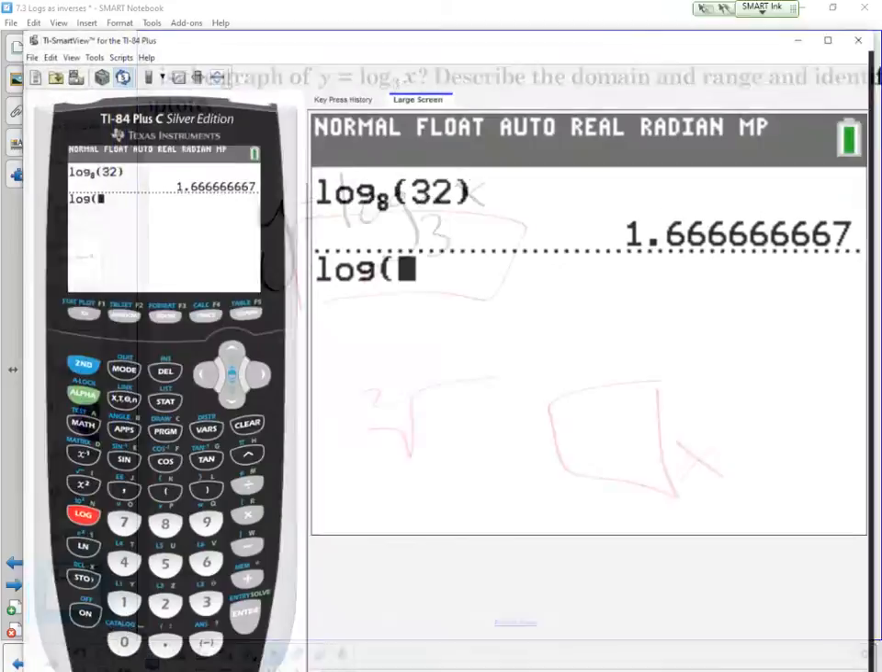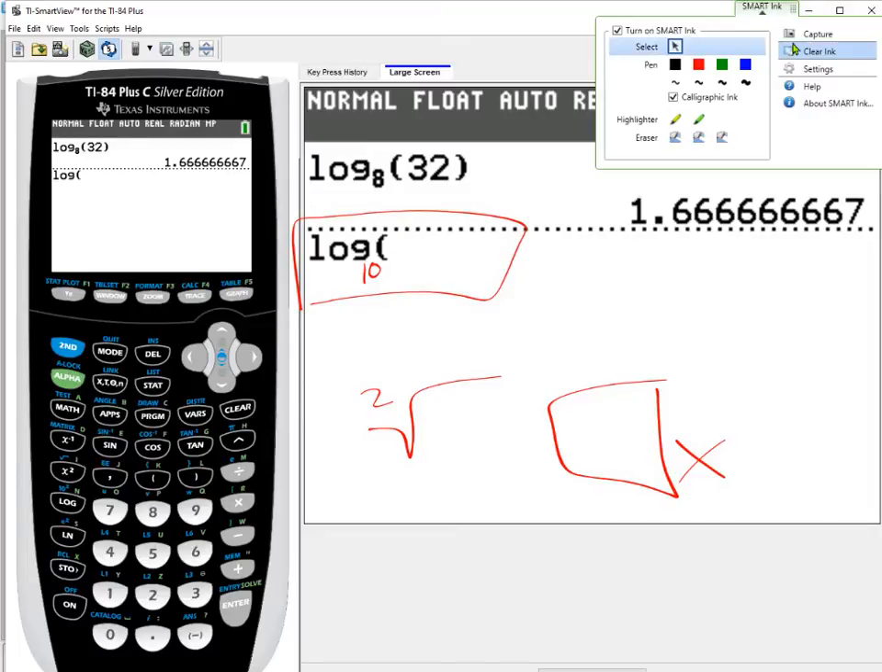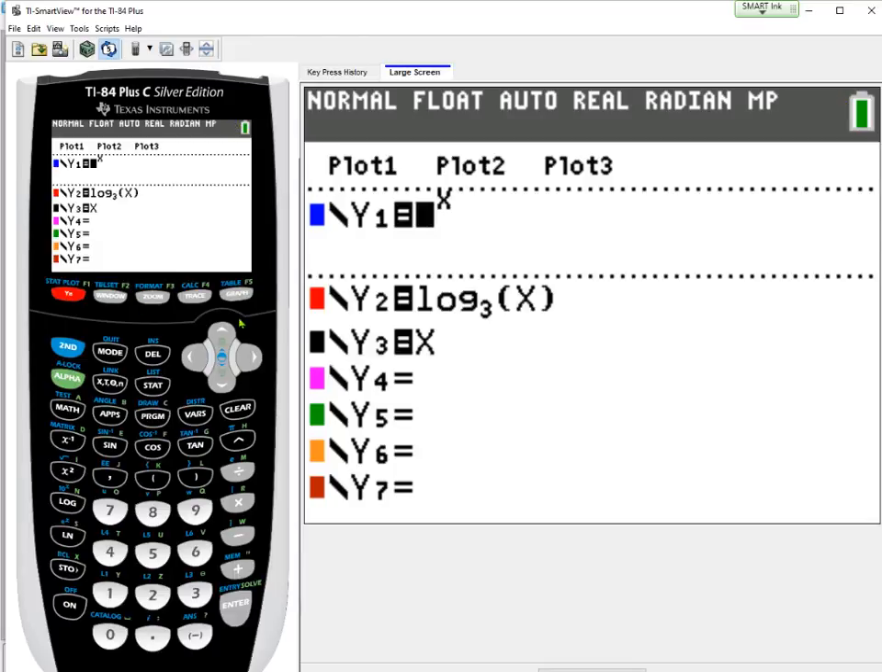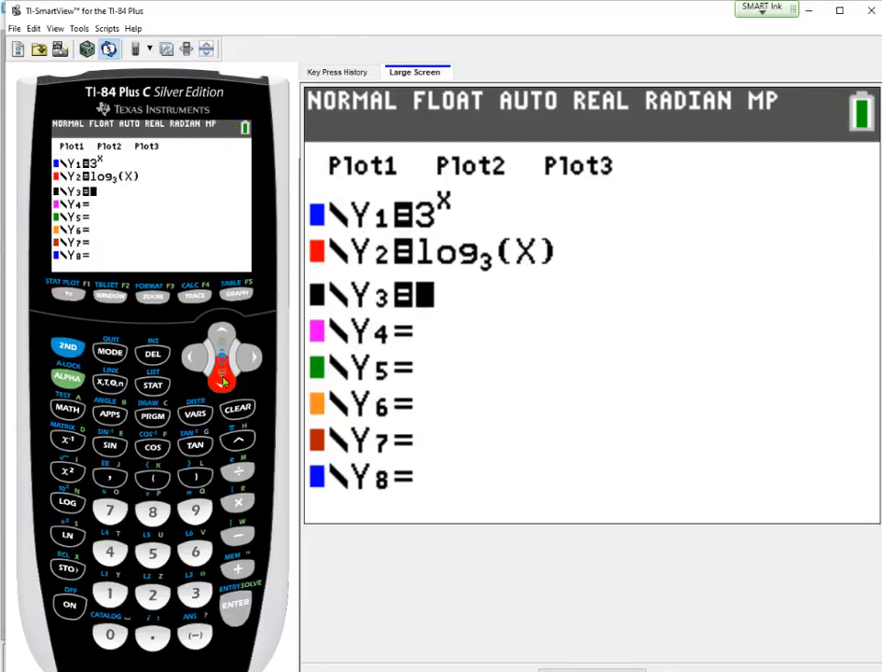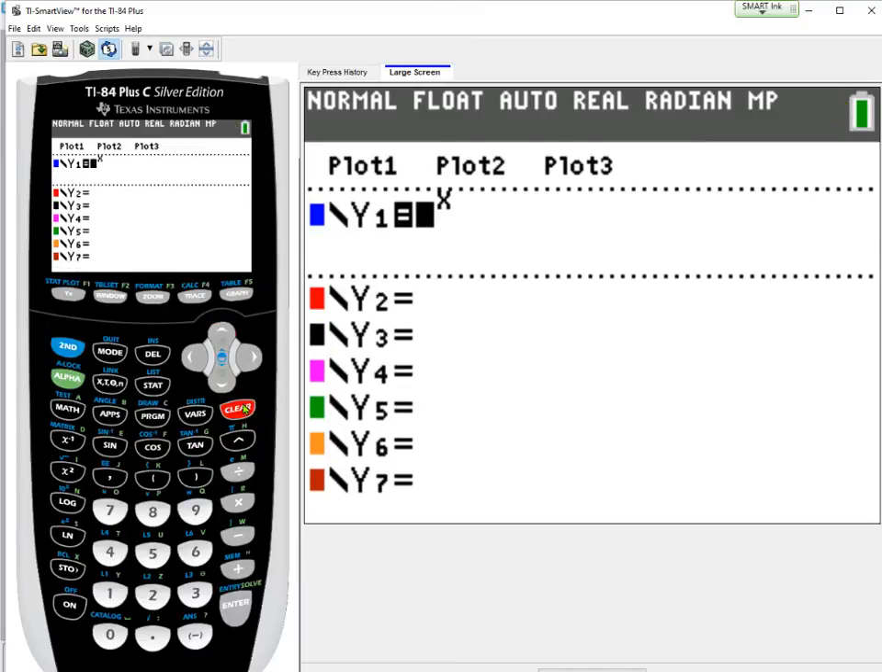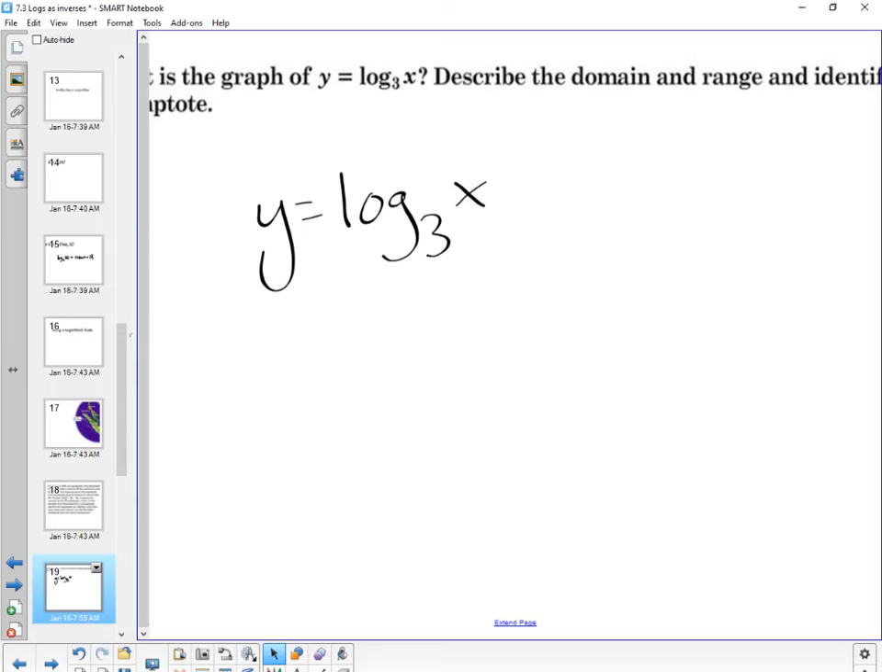Are you here? Or are you guys in y equals? I'm at neither. Wait, we have to do a Y. Yeah, you want to push y equals here. What were the numbers? What was the equation? Deja, pick your head up. Log base 3x.